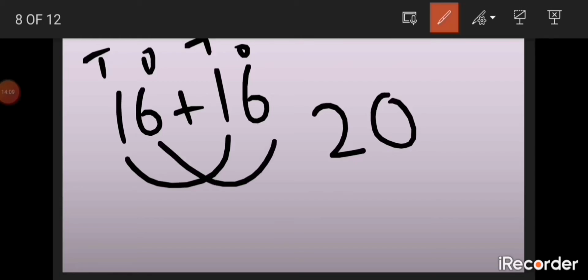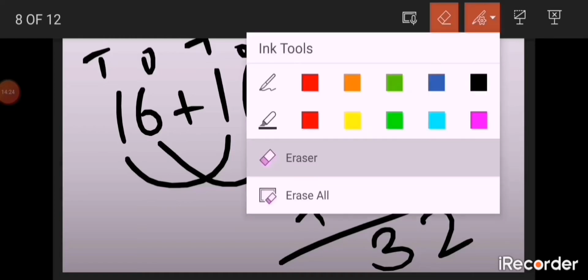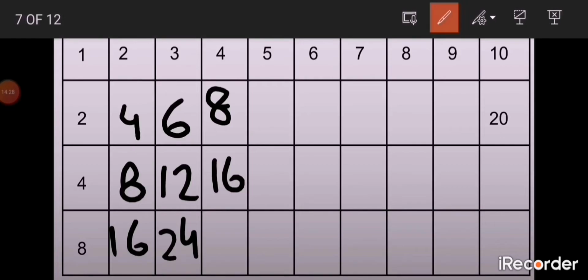Now add the tens. 1 ten and 1 ten, 2 tens. That means 20. Now 6 plus 6. The answer is 6, 7, 8, 9, 10, 11, 12. Answer is 12. Now add both numbers. 2 plus 0, 2. 2 plus 1, 3. So double of 16 is, yes, 32. So we will write 32 under the 16.